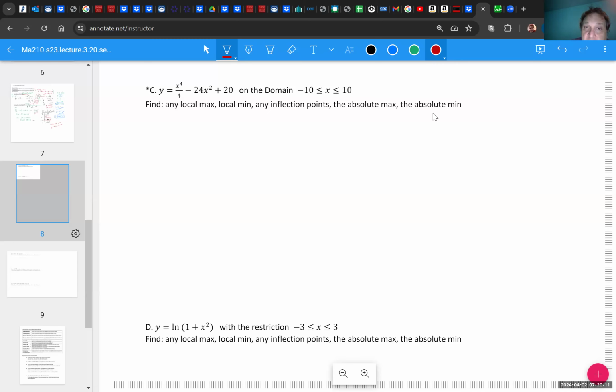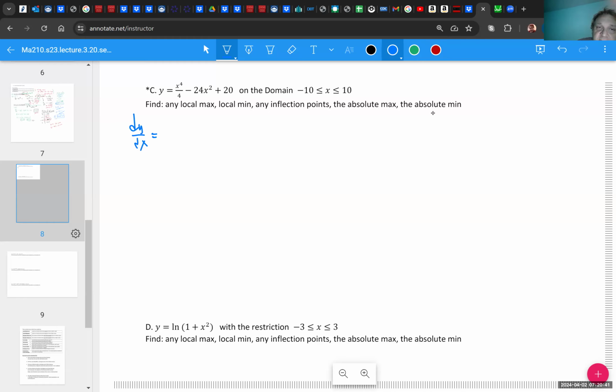All right. So how do we find local max, local min, inflection points? Those come from critical points and from additional inflection points from the second derivative. How do we find absolute max, absolute min? Well, we find inflection points and we find endpoints. So we're going to do all that in one problem. A lot of it comes to finding critical points, which is the first derivative. So let me start there.